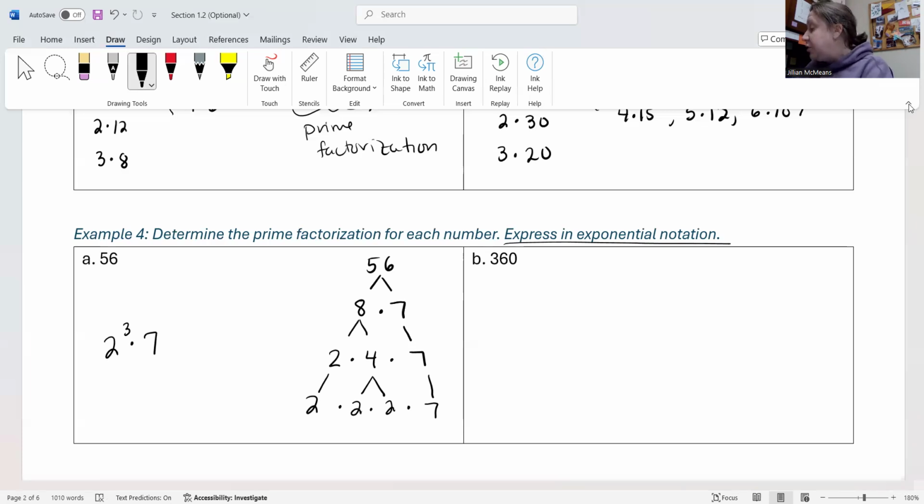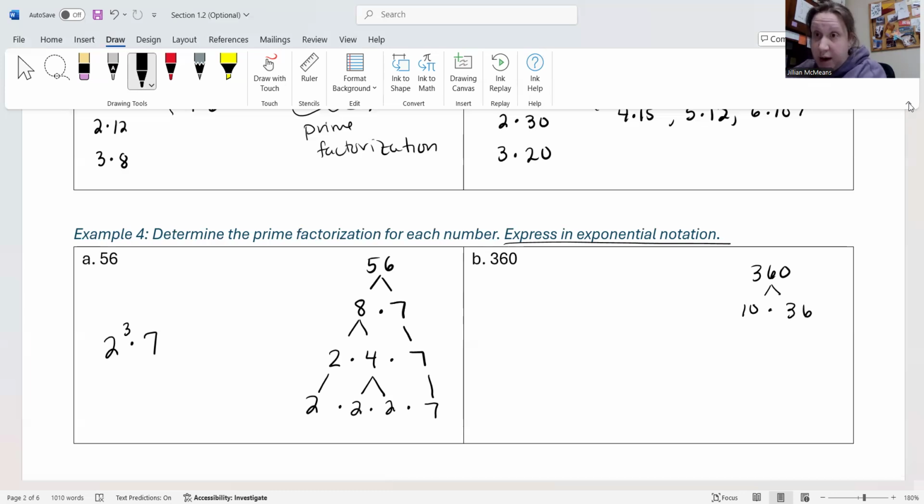Let's go ahead and look at 360. We're going to start the same way. We're going to look at 360. You want to come up with any two factors of 360, any two numbers that multiply to be 360, except for 1 and 360. Now, I happen to know that if a number ends in 0, it's divisible by 10, and that's going to be a nice place for us to start. So we could take 10 times 36.